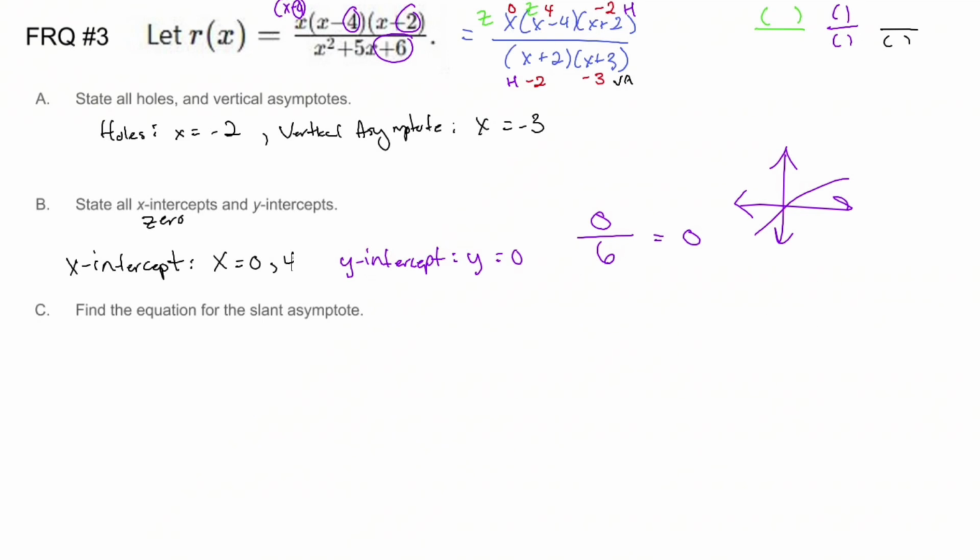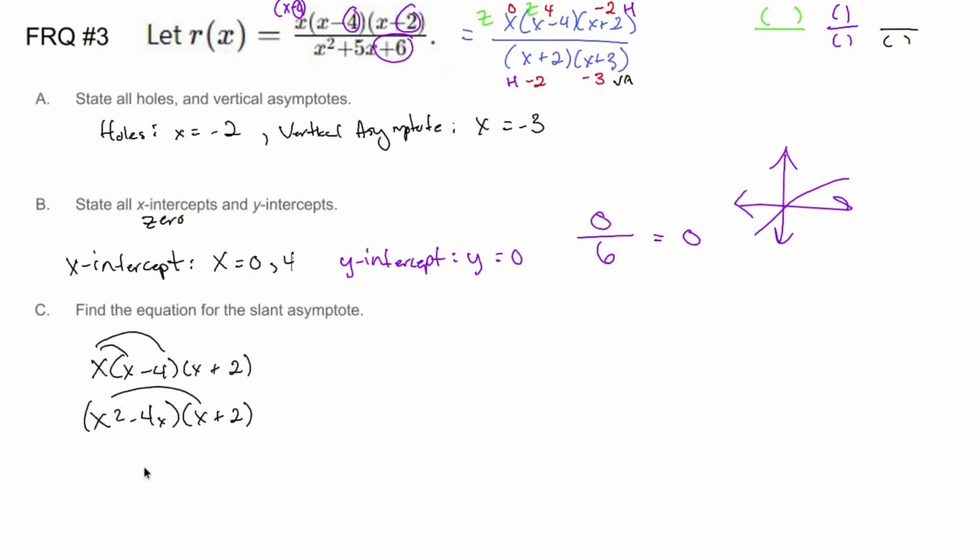My job is to find the equation for the slant asymptote. The slant asymptote exists when the numerator is 1 degree higher than the denominator, and then we do polynomial long division. In order for us to do that, though, I need to completely FOIL this out. So I have x times x minus 4 times x plus 2. So let's do x times that: x squared minus 4x times the quantity x plus 2.